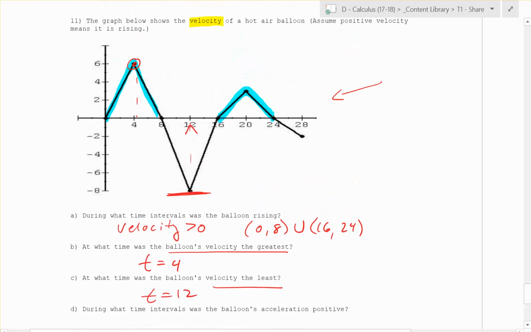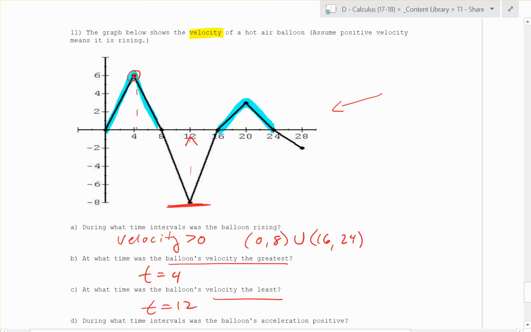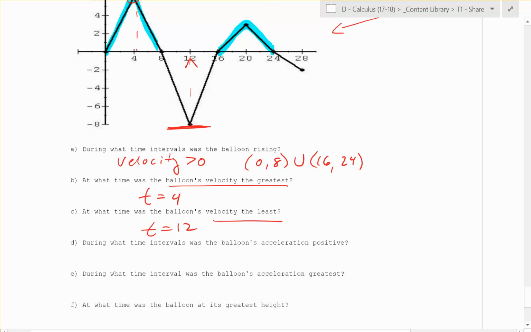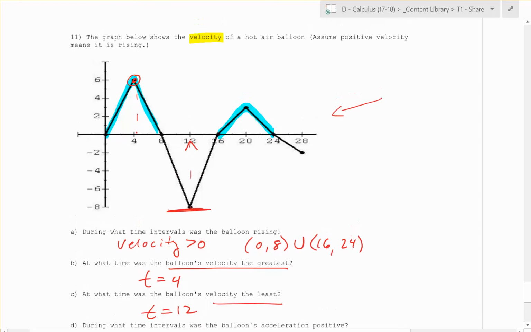So during what time interval was the balloon's acceleration positive? Acceleration means the rate of change of velocity. Again, the rate of change of velocity. So this is the slope of the tangent lines of the velocity graph.